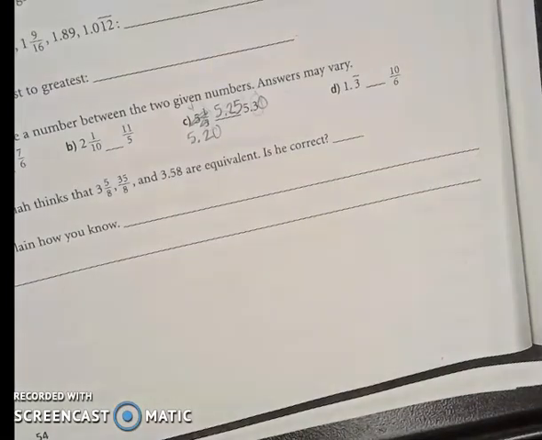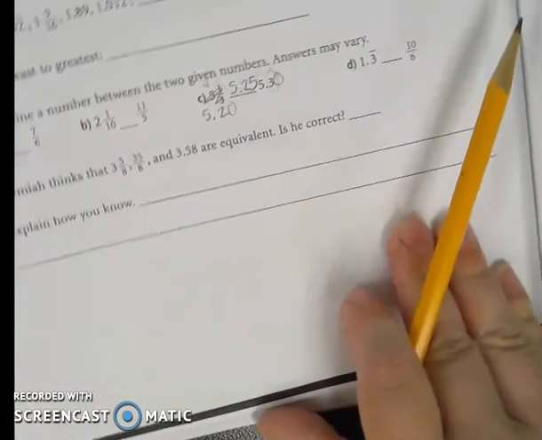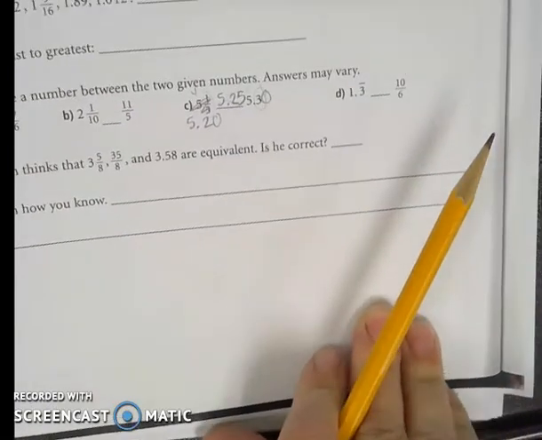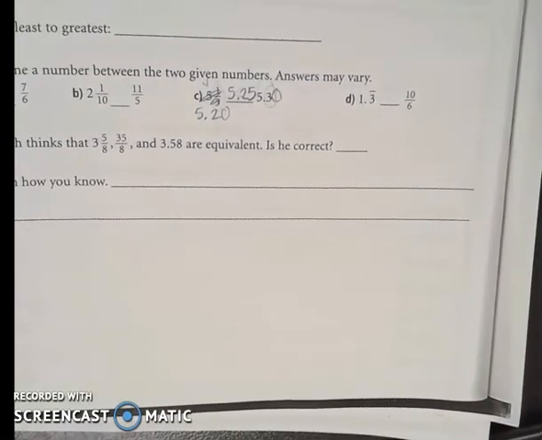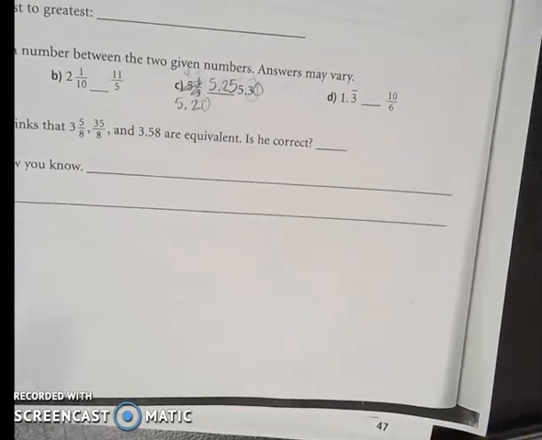All right, Jeremiah thinks that 3 and 5/8, 35/8, and 3.58 or 3.58 hundredths are equivalent, which means he thinks they're all the same thing. Is he right? So what you need to do is put those all in the same format. You can choose whether you're going to put them all in fractions or you're going to put them all in decimals, but put them all in something that's the same, and then tell me, are they the same thing or are they different? And how do you know?